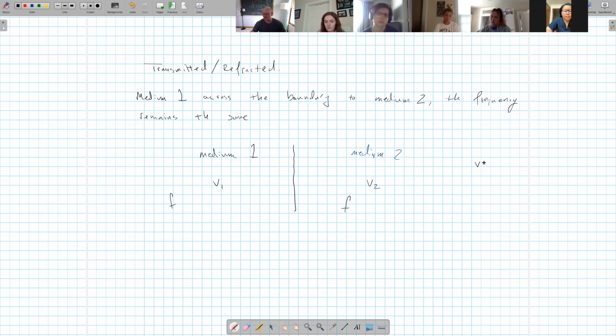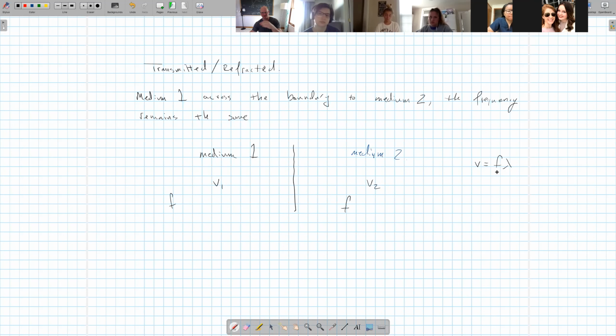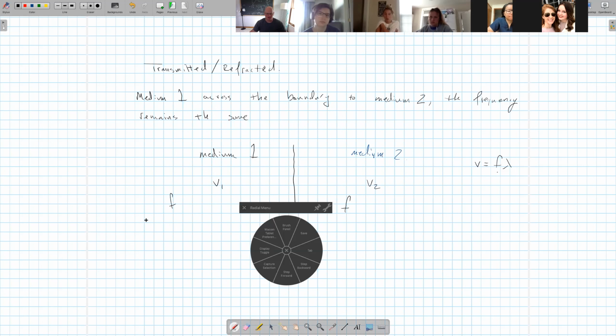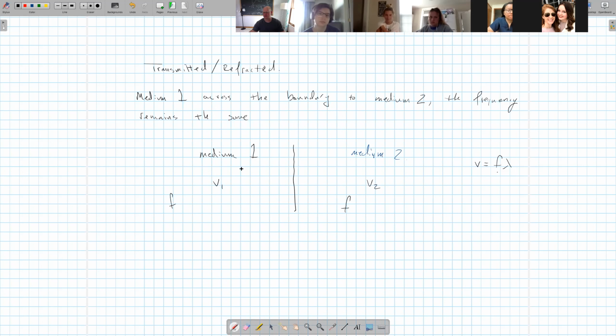And since we know that the velocity is equal to the frequency times the wavelength, what that also means is that the wavelength has to change. So as the wave is moving from one medium to another medium, in general, the wavelength is going to change because the velocity changes, but the frequency has to stay the same. So what this means then is the ratio, using this expression over here, of the velocity to the wavelength must be the same in both mediums.